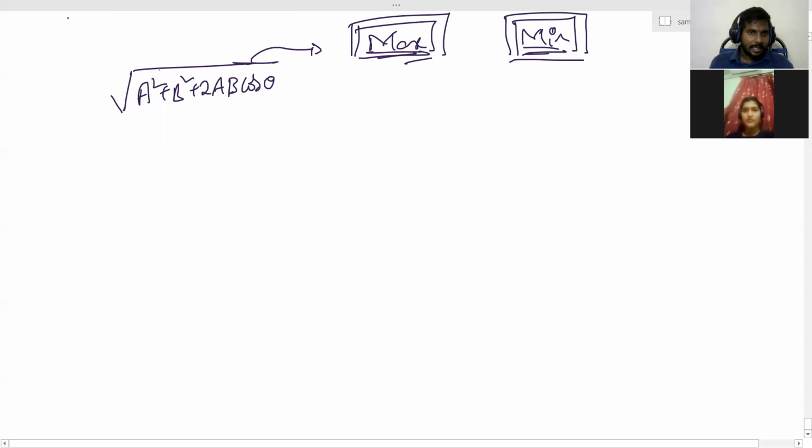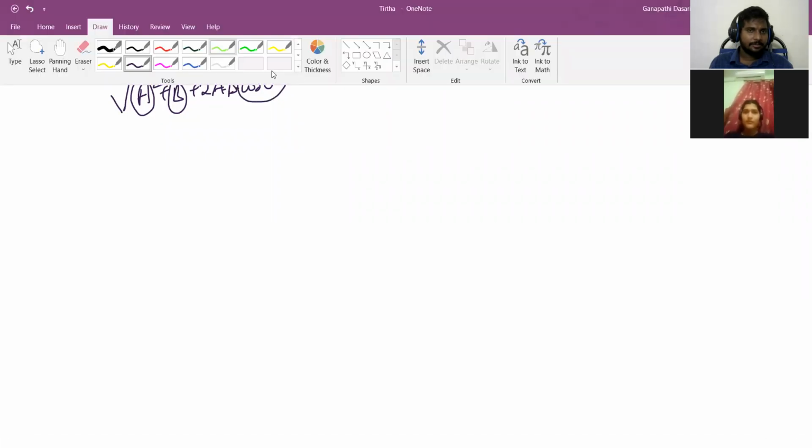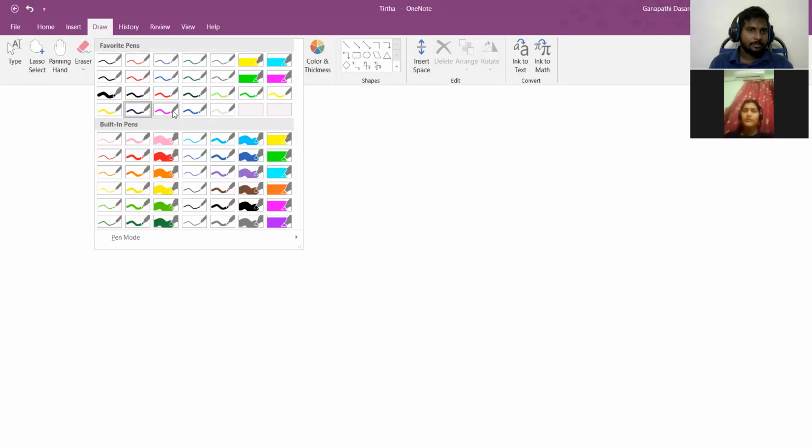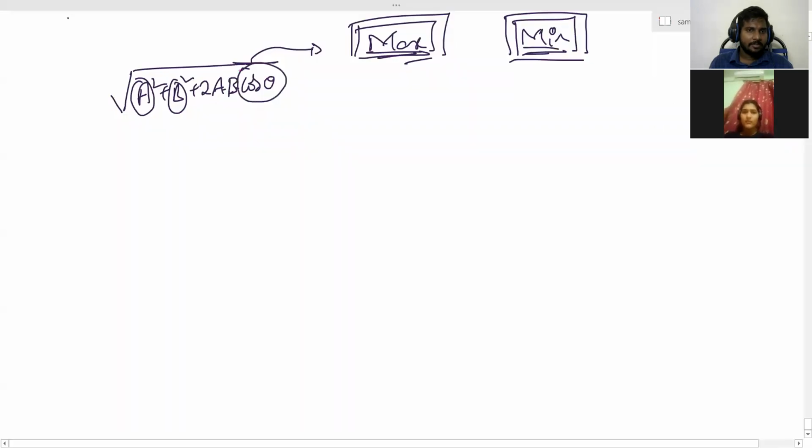A is given already. B is given. So AB is also given. What can be varied between them? The angle between them can be varied. Two vectors are given, and the angle between them can be varied. That means cos theta can vary. If cos theta can be varied, we can find out the maximum and minimum value, right?